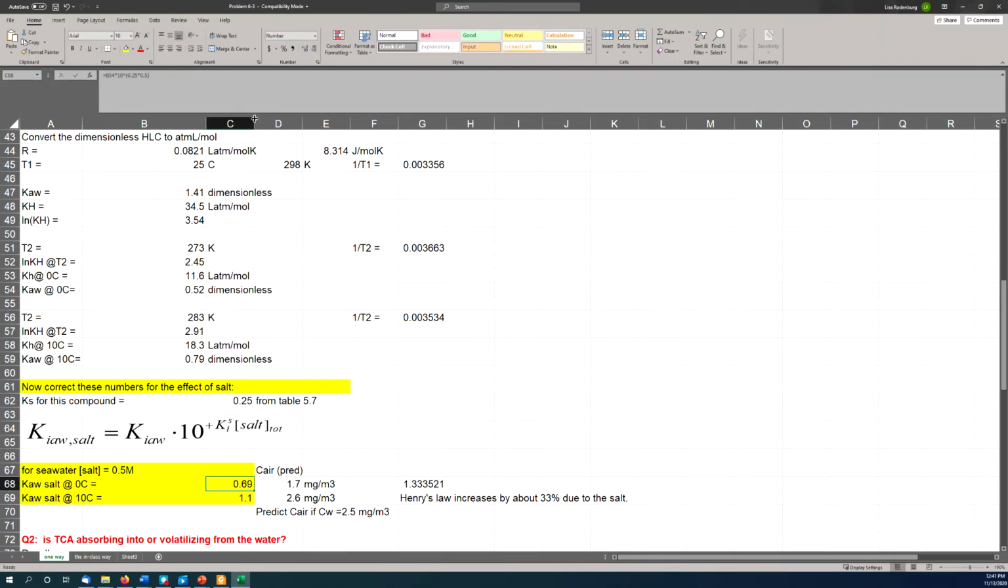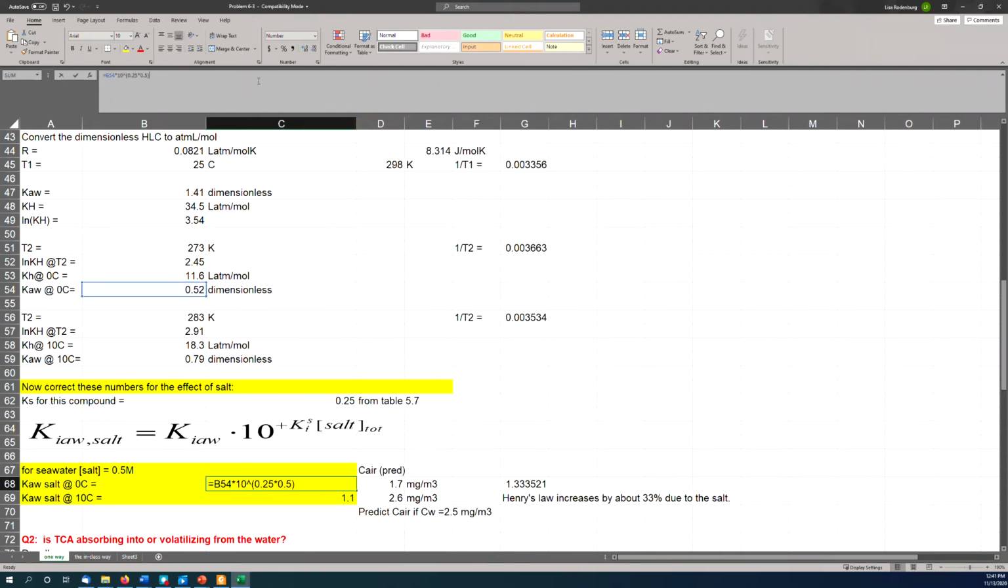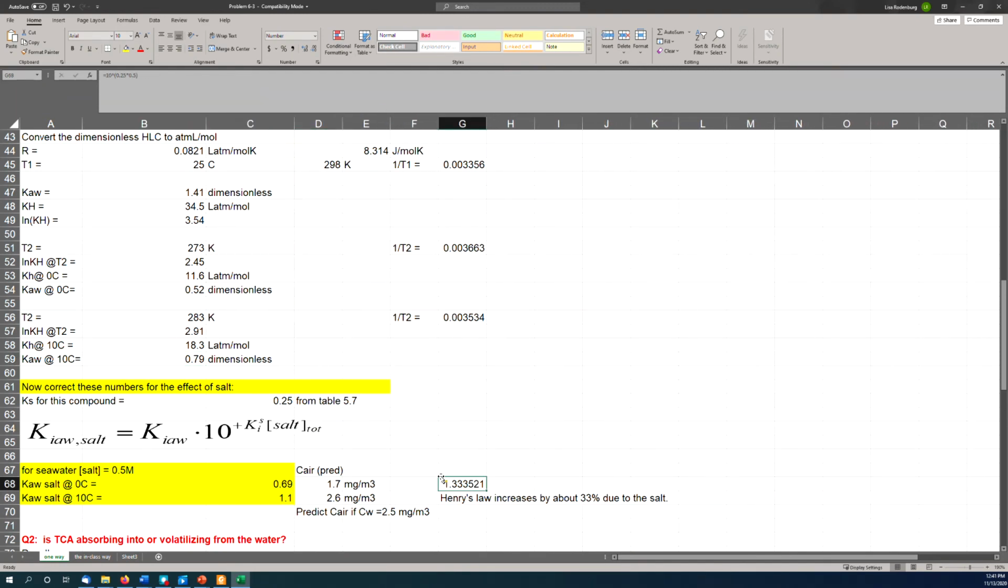Again, I'll make this wider so you can see it better. So you're taking B54, which is the Henry's law constant at 0 degrees, times 10 to the value of 0.25, which is the Sechenov coefficient, times the molar salt concentration of 0.5. And lo and behold, your Henry's law constant is now 0.69. So it went from 0.52 to 0.69. And then at 10 degrees, it goes from 0.79 to 1.1. So the Henry's law constant is going up. Okay? And you can do the math here.